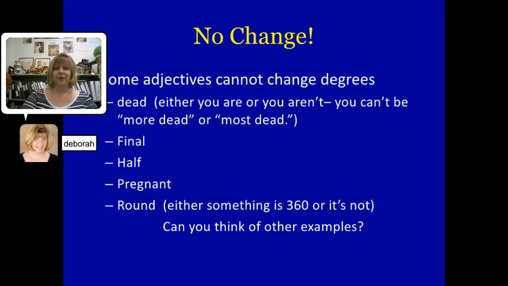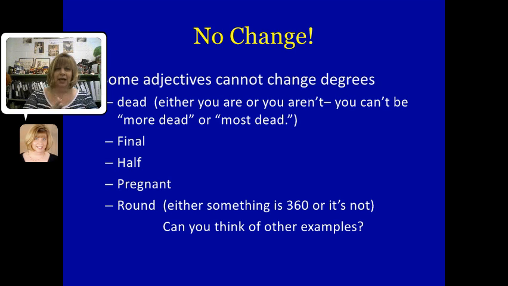Now, you also have to be careful because there are some adjectives that cannot change degrees at all. Something cannot be more than something else, and these include words like dead. Either you're dead or you're not. You can't be deader than the next person or the most dead person in the room. Again, includes things like final. Either something is final or it's not.